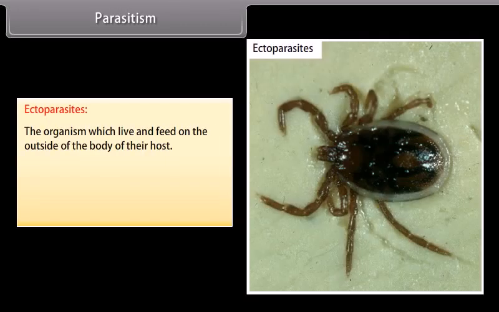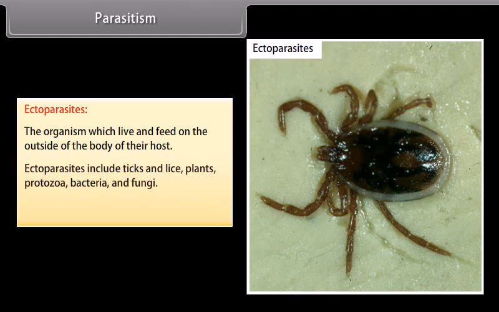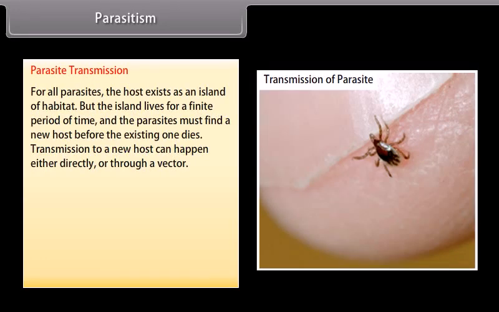Ectoparasites are organisms which live and feed on the outside of the body of their host. Ectoparasites include ticks and lice, plants, protozoa, bacteria, and fungi. Plants and animals typically act as hosts. Parasite transmission. For all parasites, the host exists as an island of habitat. But the island lives for a finite period of time, and the parasites must find a new host before the existing one dies. Transmission to a new host can happen either directly or through a vector.